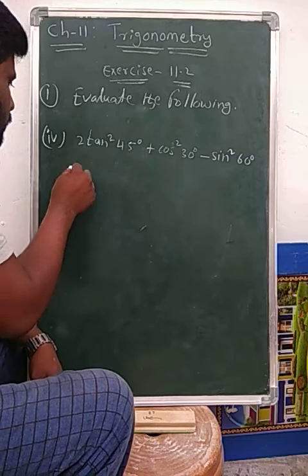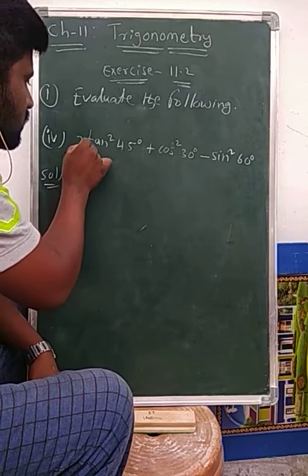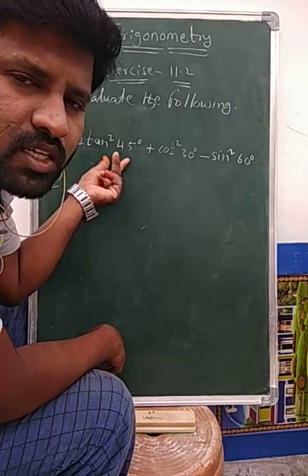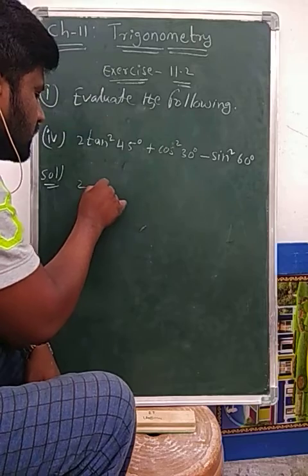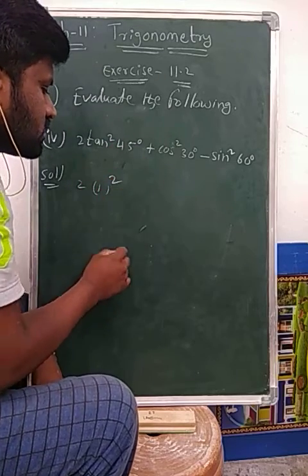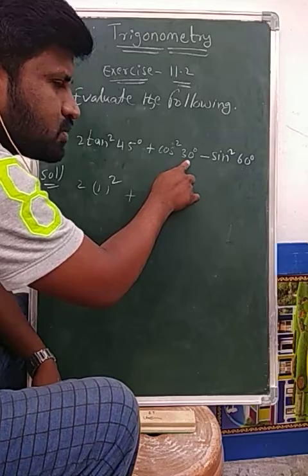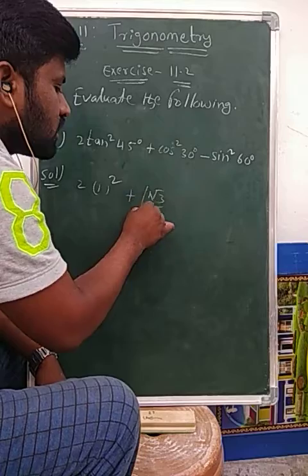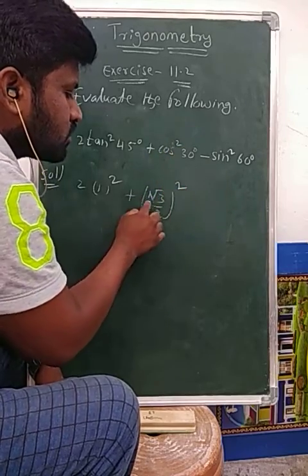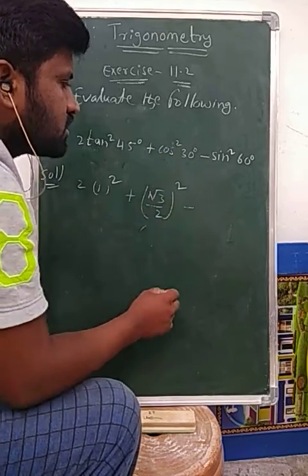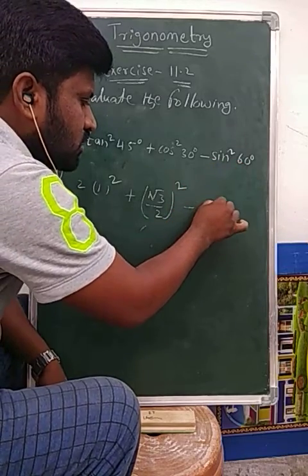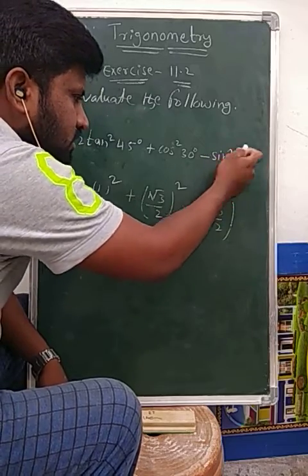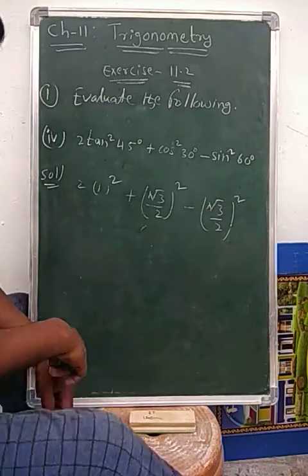Then what I am doing here: 2 means 2 only. Tan square 45 degrees means, we know tan 45 degrees is 1, so tan square 45 degrees is 1 square. Plus cos 30 degrees is root 3 by 2, so cos square 30 degrees is root 3 by 2 whole square. Minus sin 60 degrees is also root 3 by 2, so sin square 60 degrees is root 3 by 2 whole square.